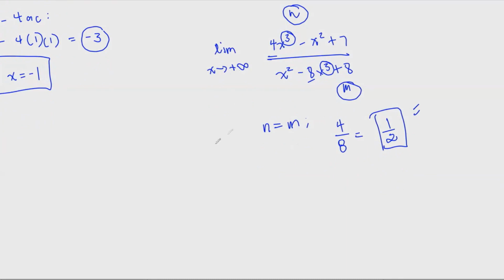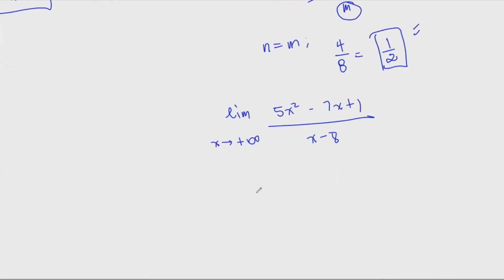Let's do something like this one. The limit of 5x squared minus 7x plus 1, divided by x minus 8, as x approaches, again, positive infinity. In this case, we have a square here, and this denominator only has 1. So since n is greater than m, meaning 2 is greater than 1, the limit would be positive infinity, meaning any value that x is approaching.